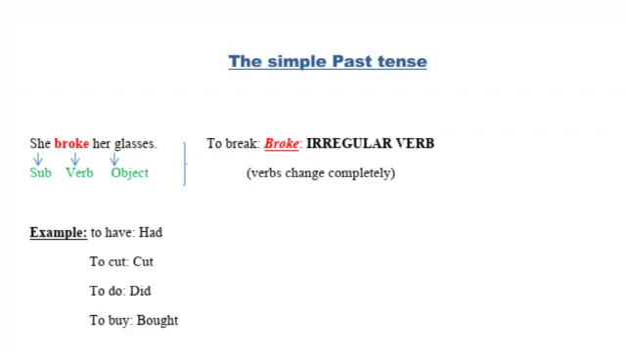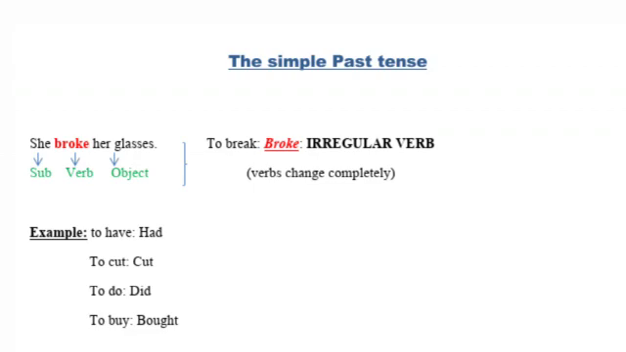The infinitive of this verb is to break, as you notice here. So to break, the infinitive, becomes broke in the simple past tense. This type of verbs, we call irregular verbs. Why irregular verbs? Because they change completely.